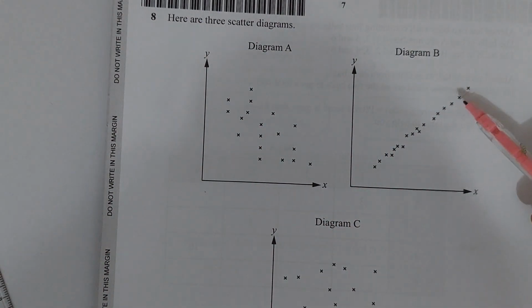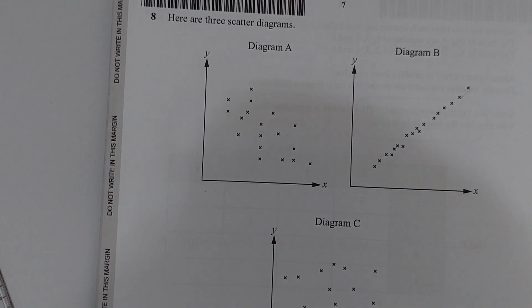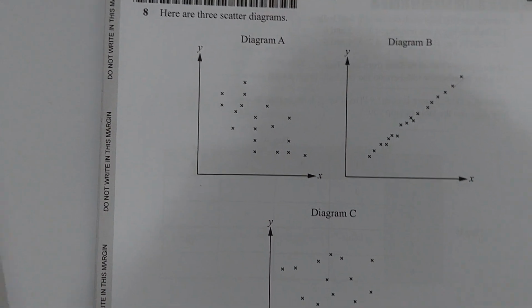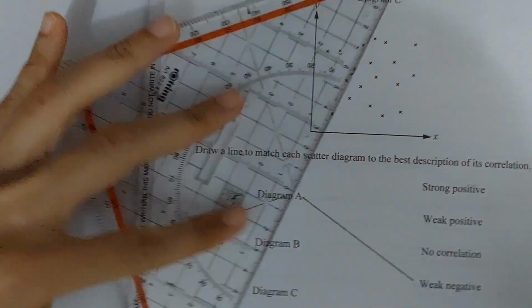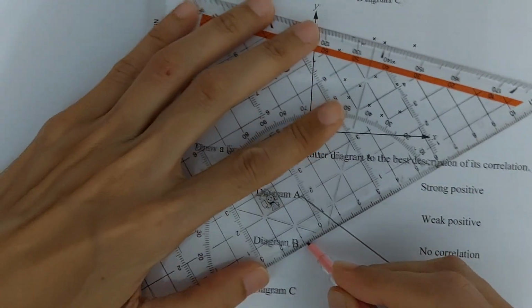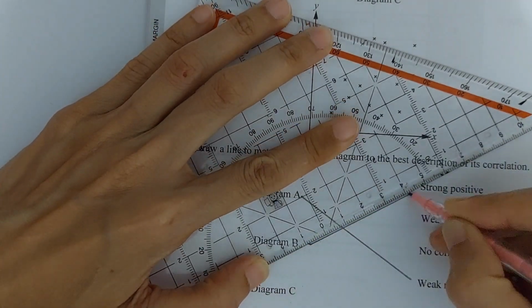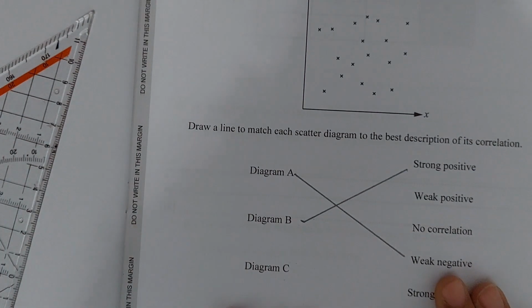This one is going up. It means this one is positive. And it's very positive, all the dots, all the points are going up. So this one will be the example of strong positive, guys. So diagram B will be strong positive. Like that. And then the last one, this one.